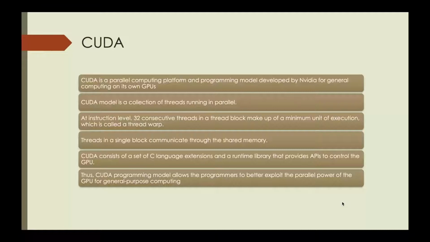CUDA. CUDA is a parallel computing platform which was developed by NVIDIA for their own GPUs. At the software level, the CUDA model is a collection of threads running in parallel. CUDA uses a shared memory model for carrying out communication among threads. The CPU communicates to the GPU through CUDA. CUDA provides an API through which we can make calls to the GPU. That's how CUDA lets programmers get the best out of GPUs for their general purpose computing.